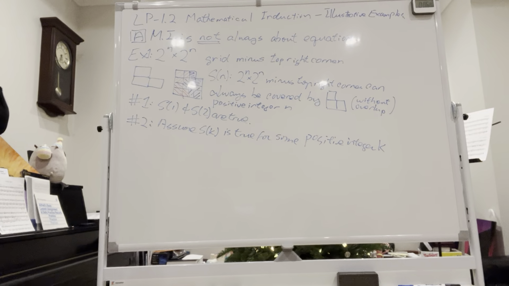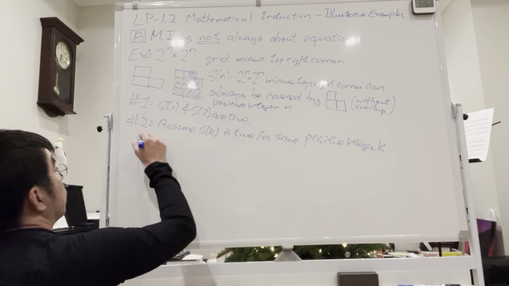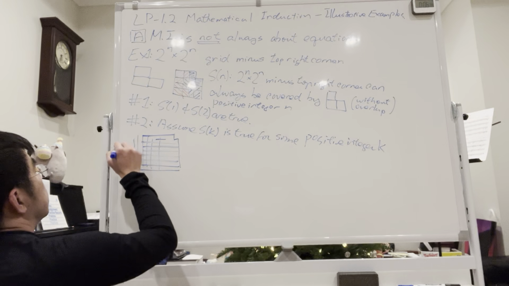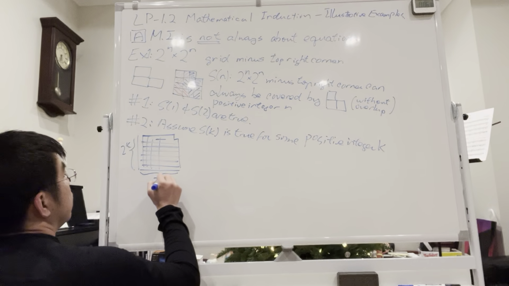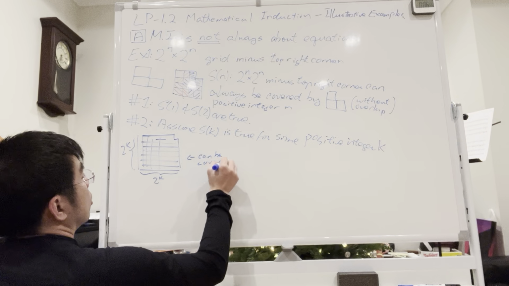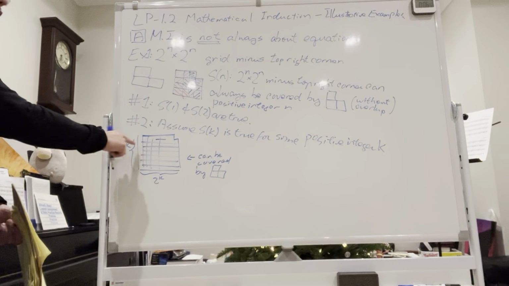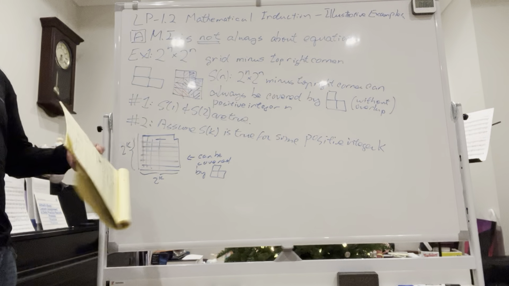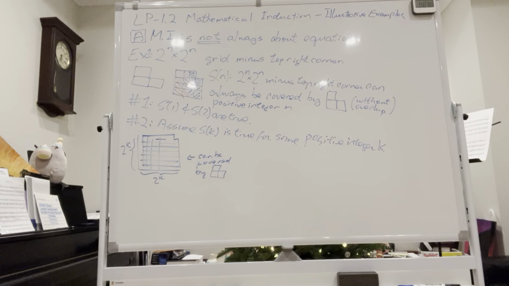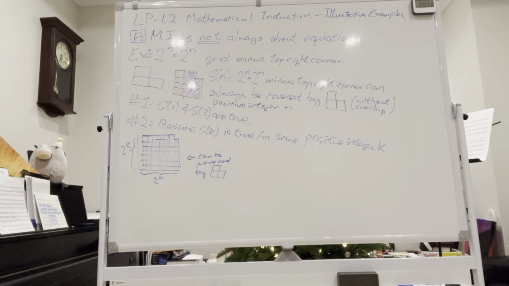Now, when S_k is true, what does it mean? What it basically means is that the 2 to the power k by 2 to the power k board can be covered by this piece, right? Now we want to show that if you could do that, then one size bigger, 2 to the power k plus 1, can also be covered by that. I want to give everyone 20 seconds to think about how to do that, because once I start writing and drawing, it will become very obvious.